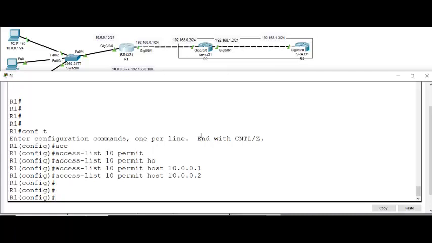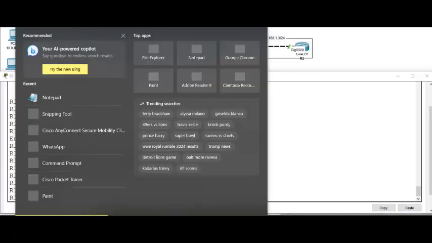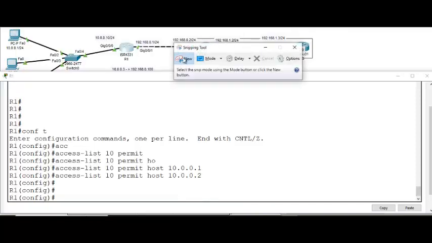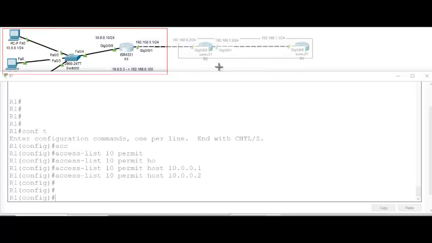Assume that your ISP has given you only this one address. You cannot create a pool. What is a pool? A collection of addresses. If you have only one, you need not create a pool. You need to do it like this. Shall we do it, assuming only one address?